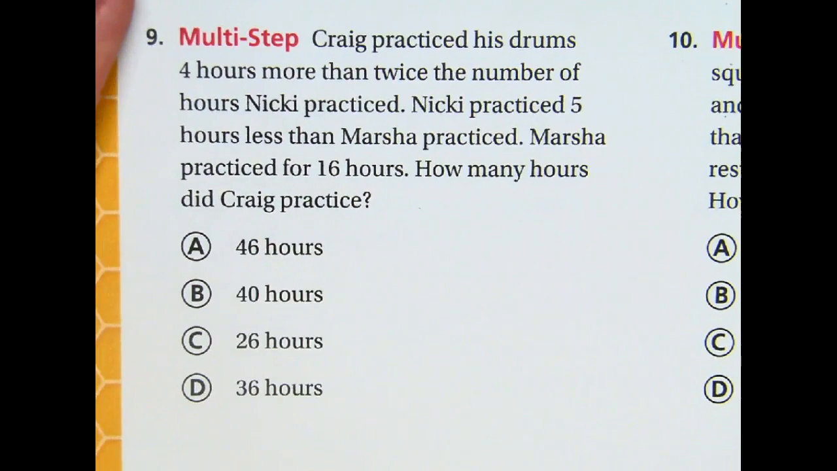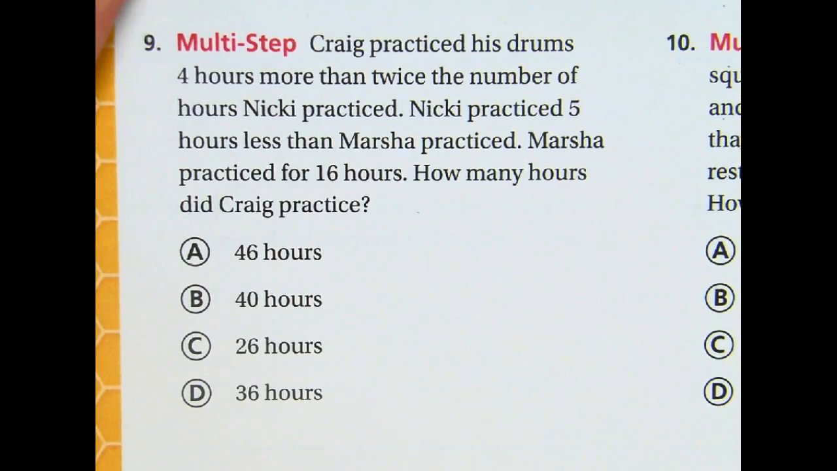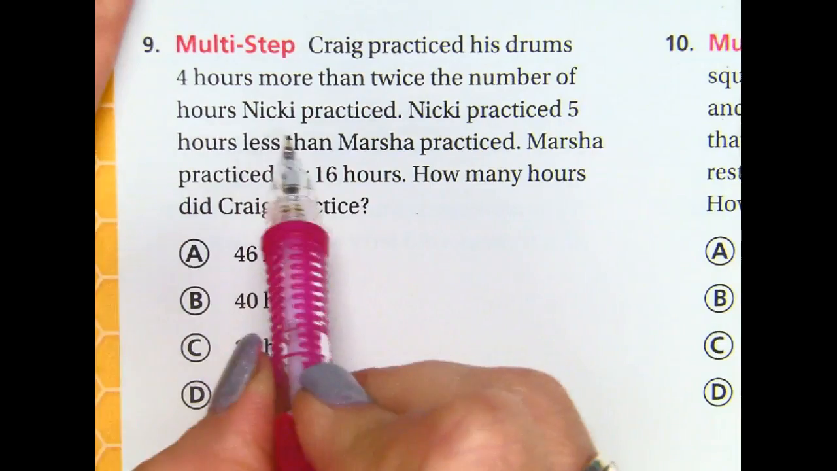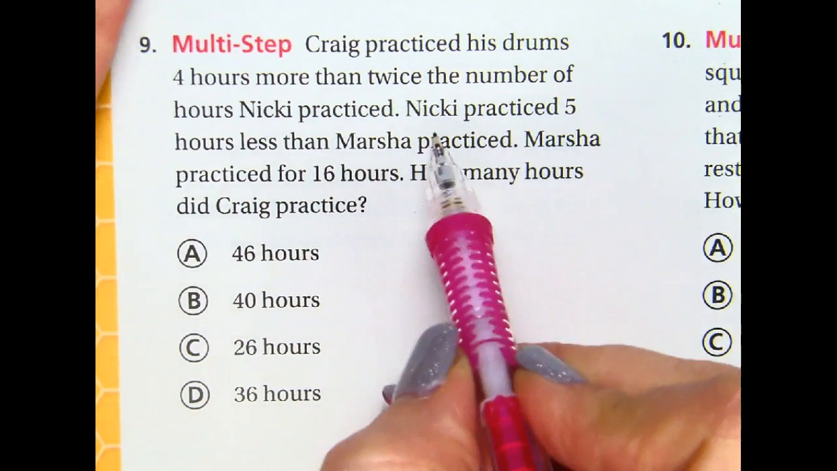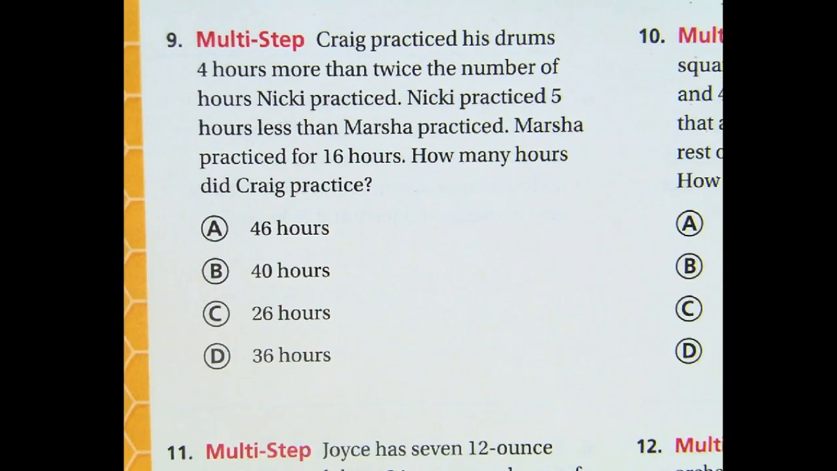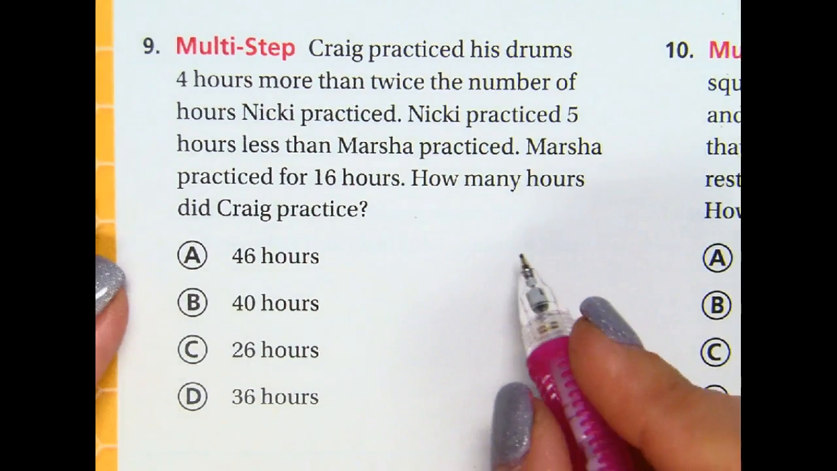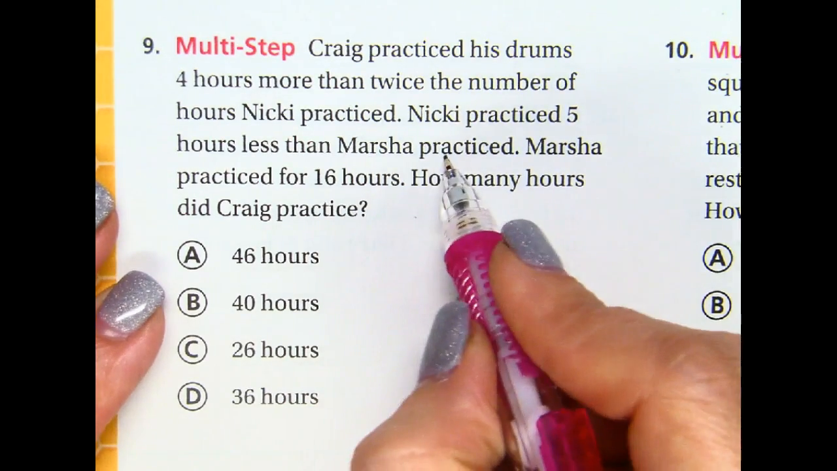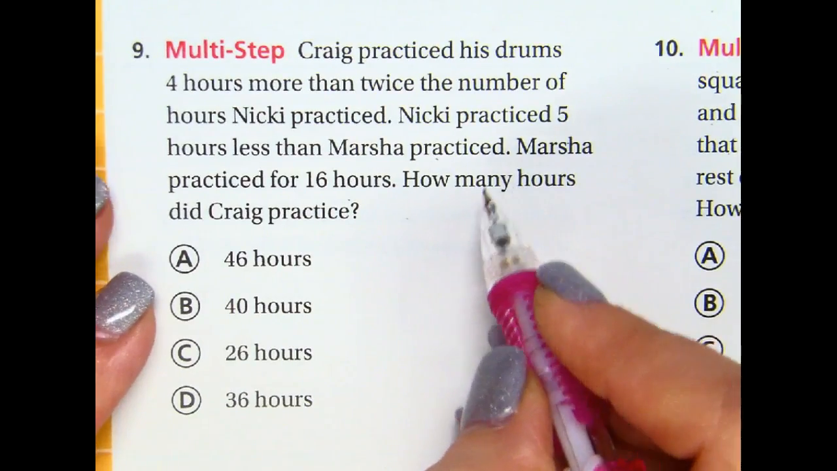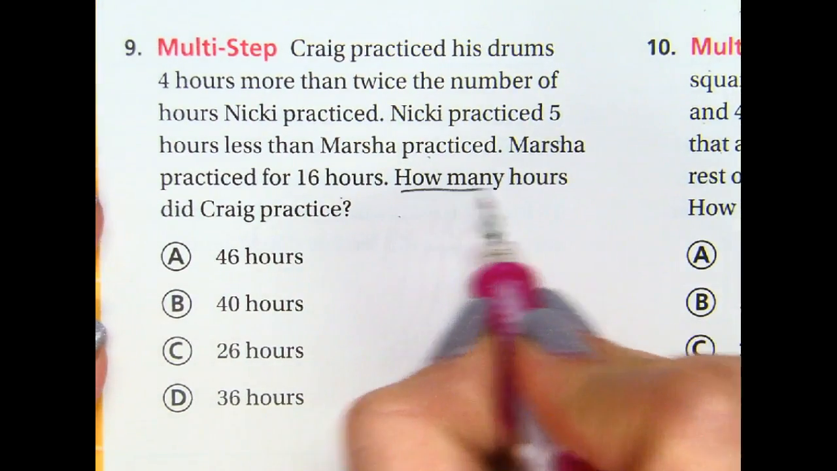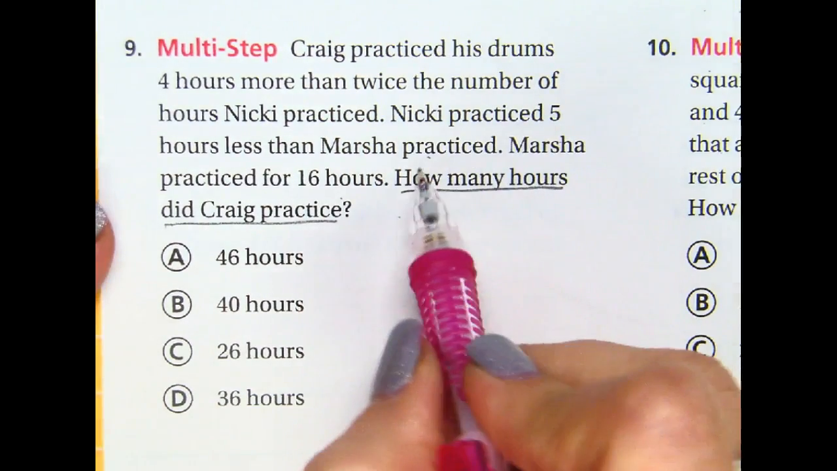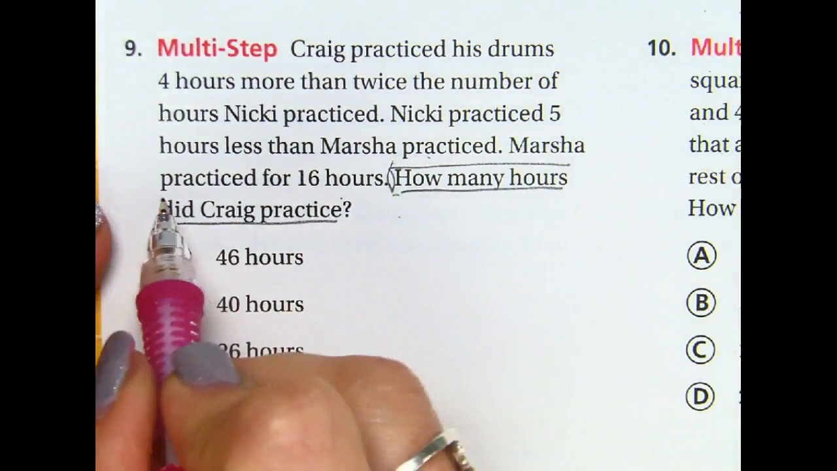Okay, let's look at our next problem. Problem number 9. Craig practiced his drums 4 hours more than twice the number of hours Nikki practiced. Nikki practiced 5 hours less than Marcia practiced. Marcia practiced for 16 hours. How many hours did Craig practice? Now this sounds extremely confusing. So let's go ahead and just start small. First we need to look at our question. How many hours did Craig practice?